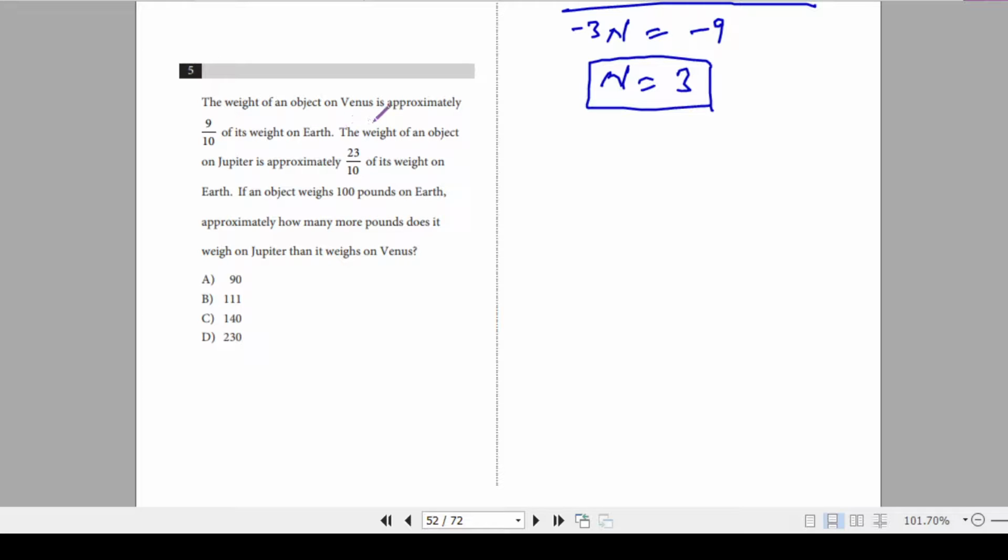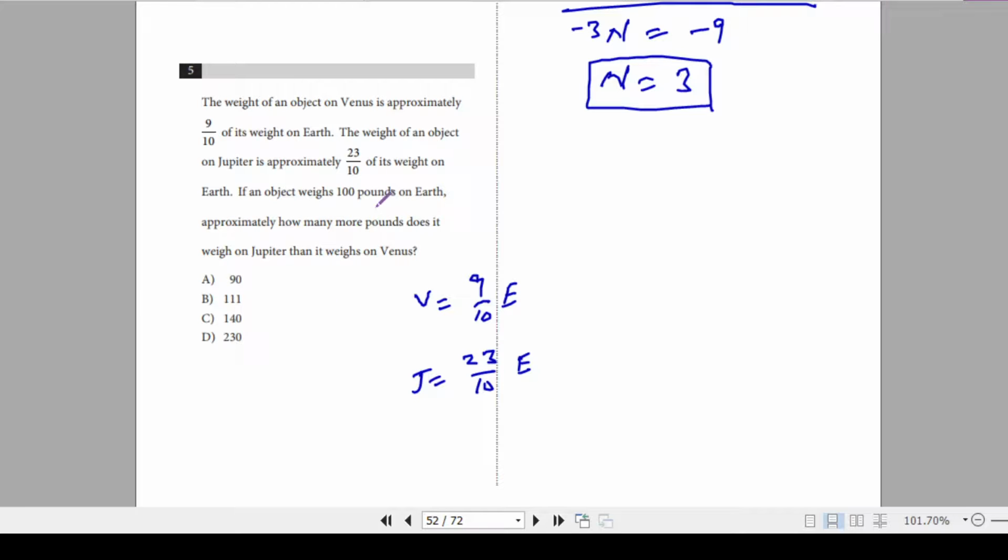The weight of an object on Venus is approximately 9 over 10 of its weight on Earth. So weight on Venus is 9 over 10 that of on Earth. Okay. The weight of an object on Jupiter is approximately 23 over 10 of its weight on Earth. So weight on Jupiter is 23 over 10 that of on Earth. Okay.